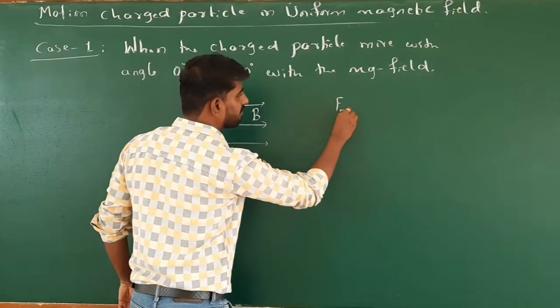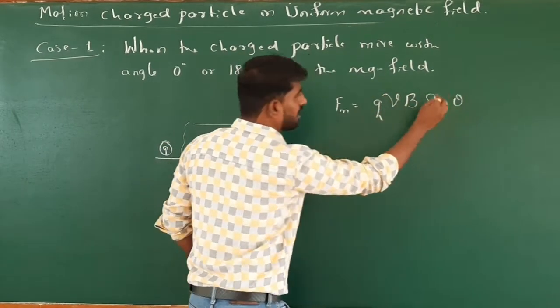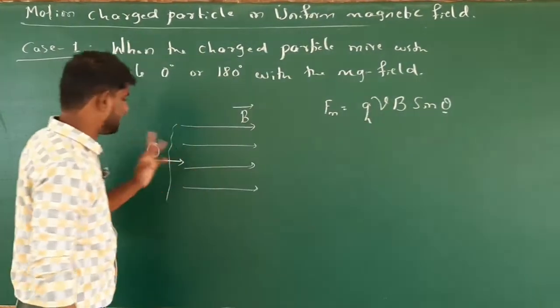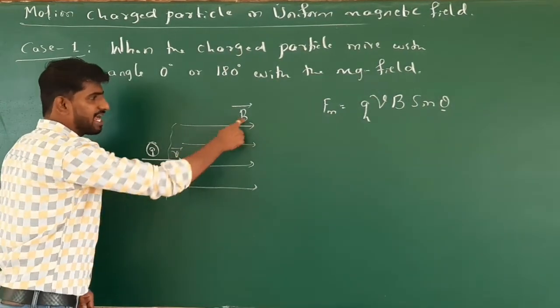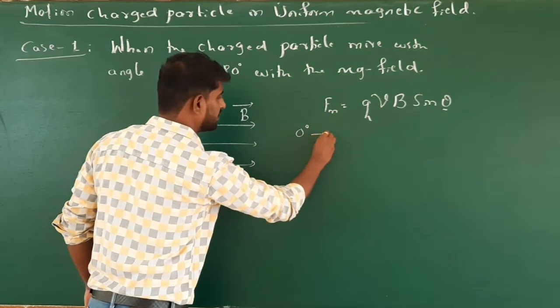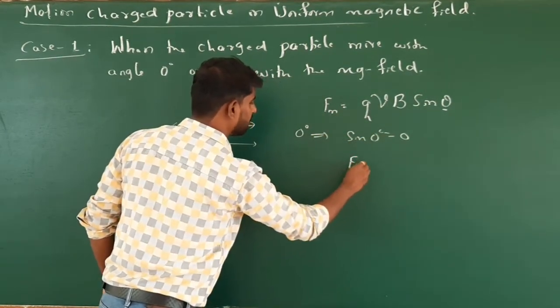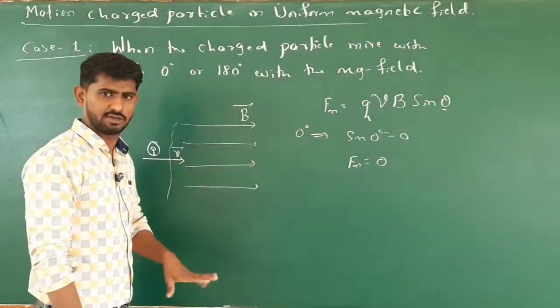Our formula is Fm is equal to QVB sin theta. What's theta? Theta is the angle between the V vector and the B vector. See this diagram. This is moving with velocity v. What's the angle between v and b now? This is 0 degree. If it is 0 degree, sine of 0 is 0. If sine of 0 is 0, it means Fm is 0. It means the magnetic force on that charged particle is 0.